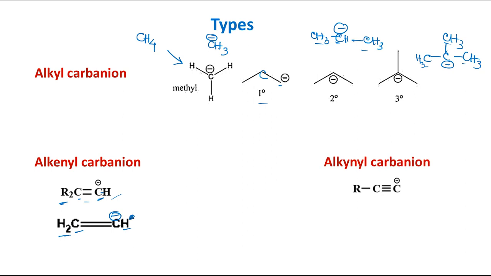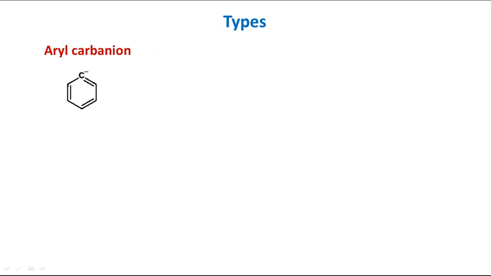Alkynyl carbanion, with a C≡C triple bond, and this is the general structure. If we have this R group, it may be hydrogen also, but here we have CH3, so it is CH3-C≡C negative. Some more examples. Aryl carbanion. In aryl carbanion, if we have a benzene ring and we remove a carbon-hydrogen bond, that is, if you are removing hydrogen, you are breaking the CH bond, so the negative charge will be directly over one of the carbons of the benzene ring.